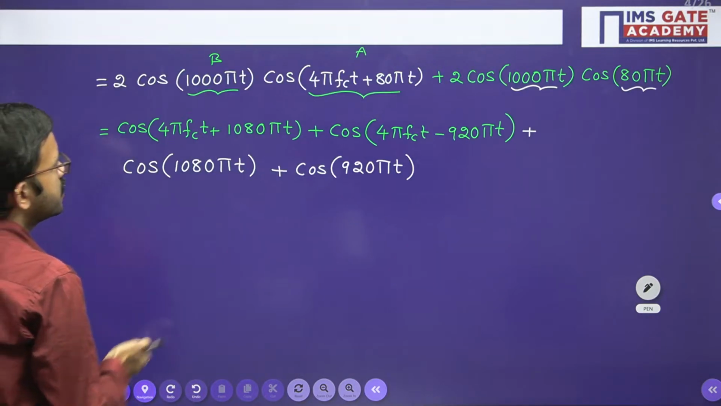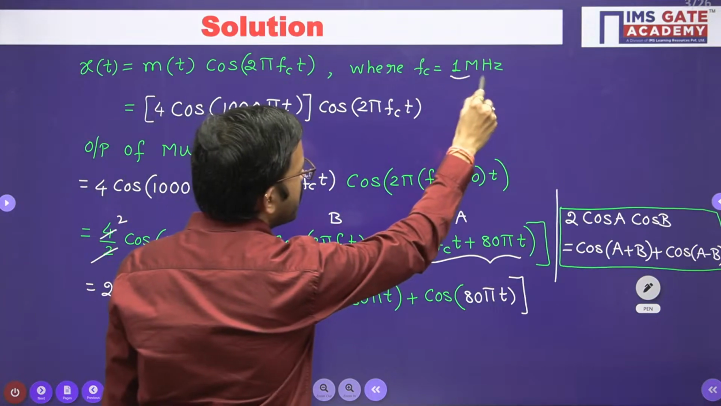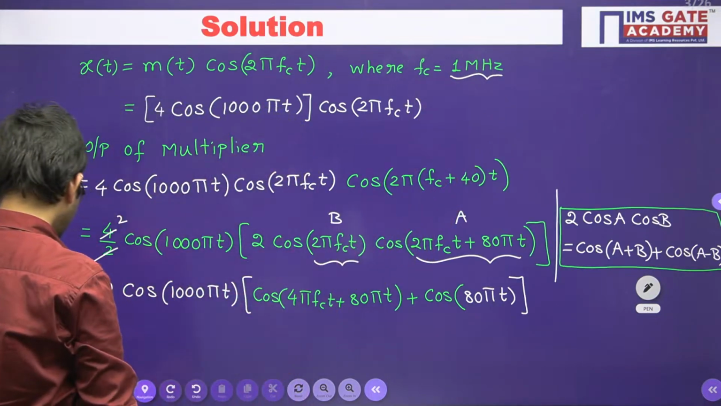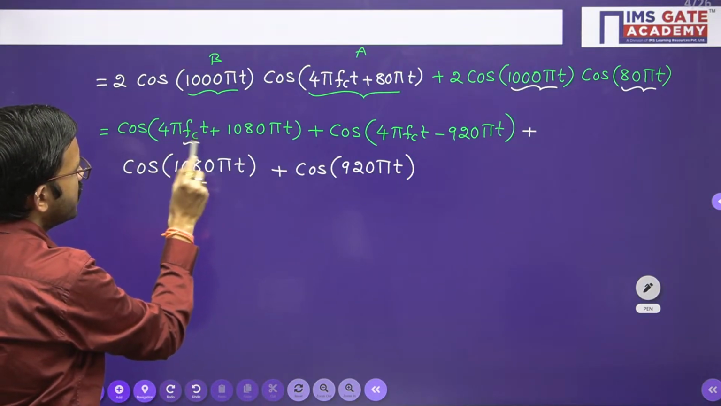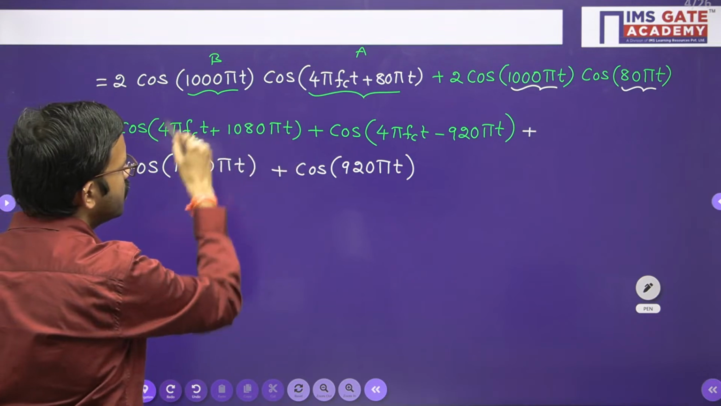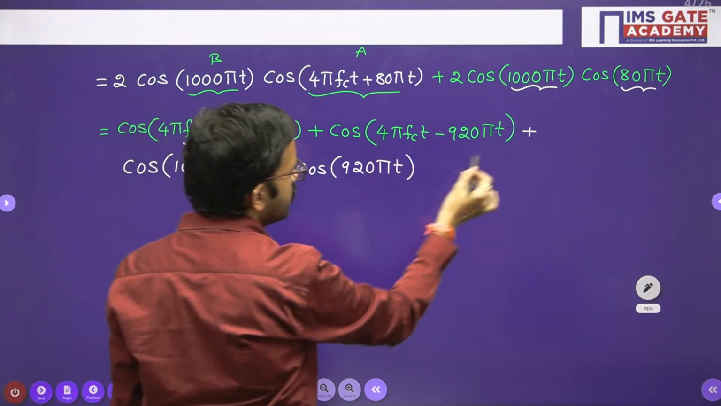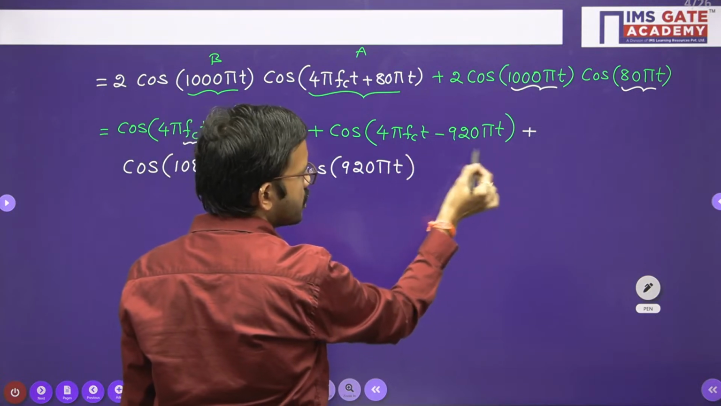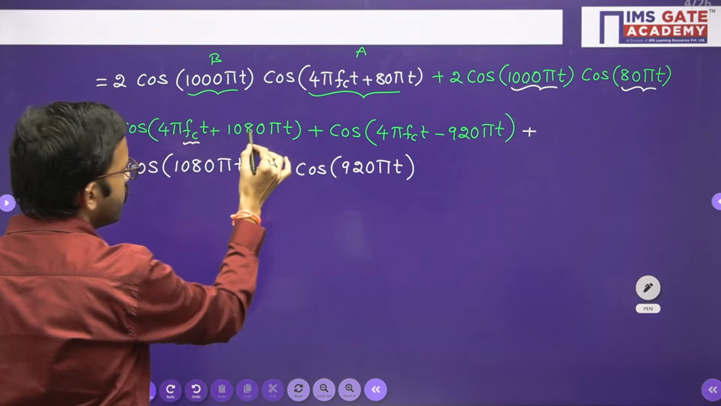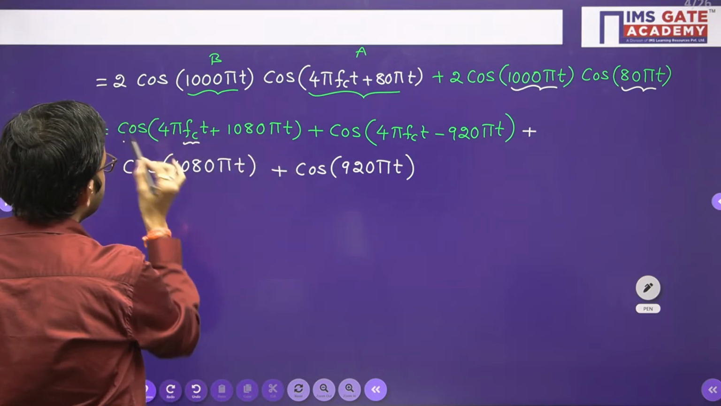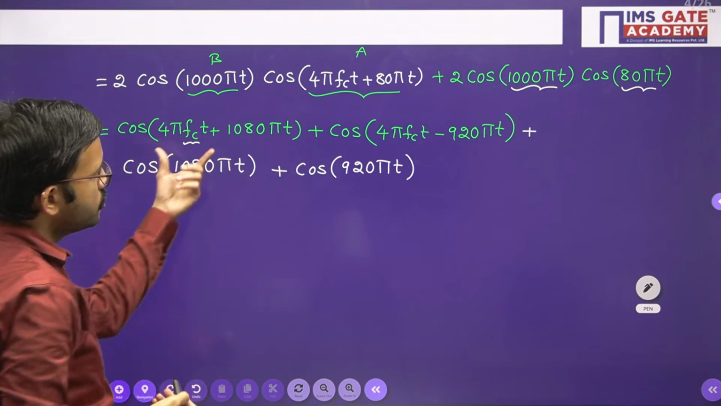So with this understanding, if you observe, here they have already given FC is 1 megahertz. So here you are getting the FC term, 4 pi FCT, so obviously this overall term has very high frequency. Similarly, this other term, 4 pi FCT, from which you are subtracting this much, is also very high frequency. So these two are high frequencies, and they won't pass. At the output of the multiplier, whatever you are getting, there are 4 terms.